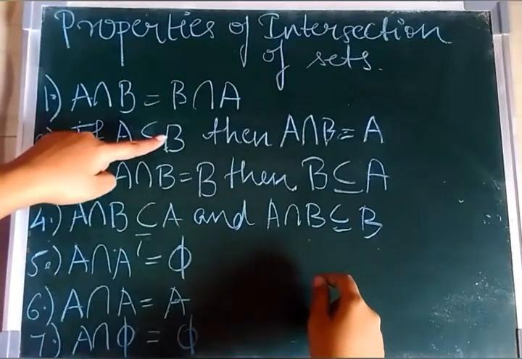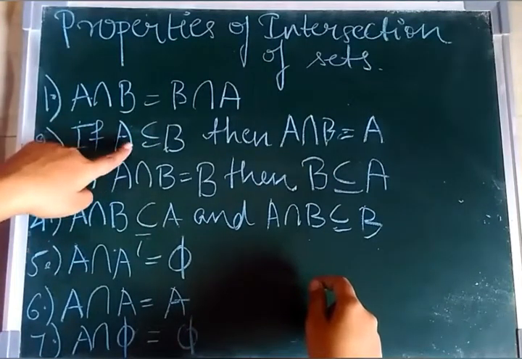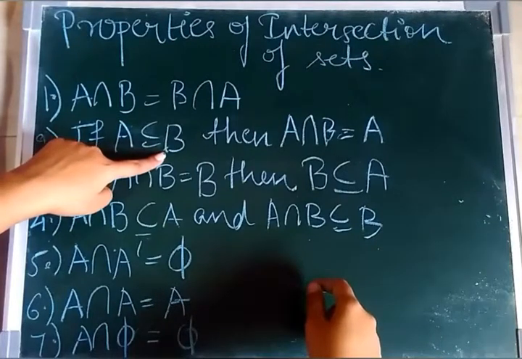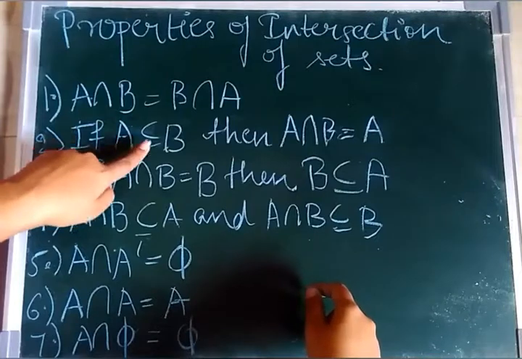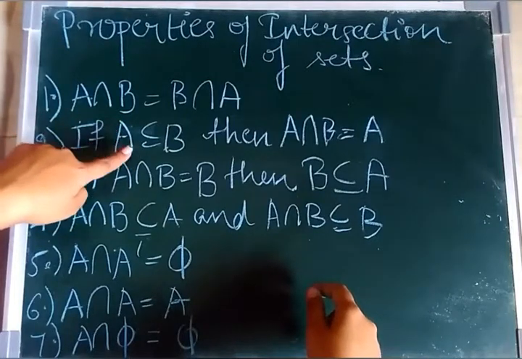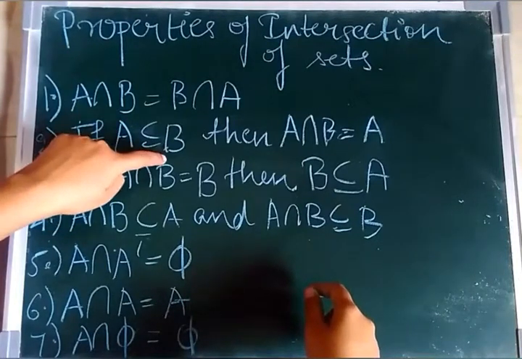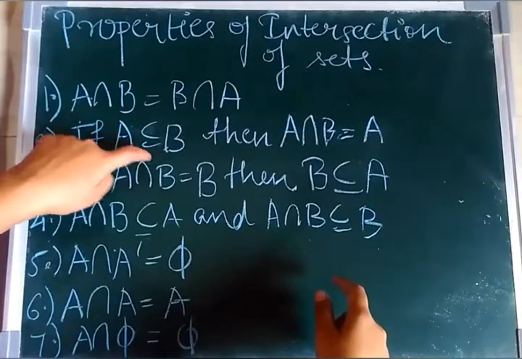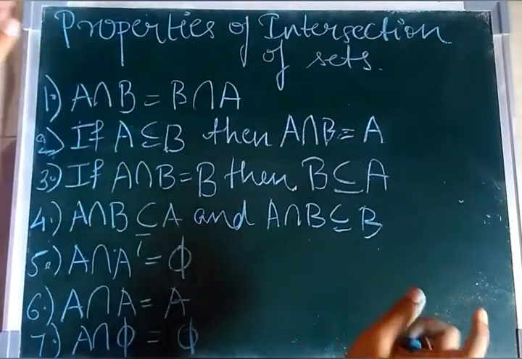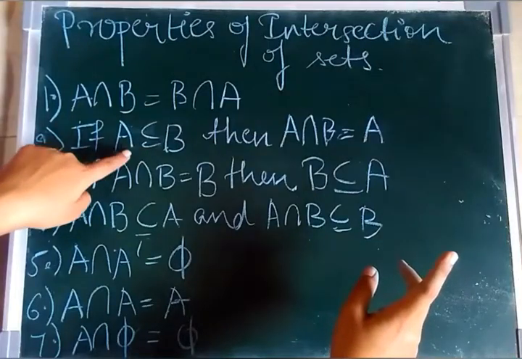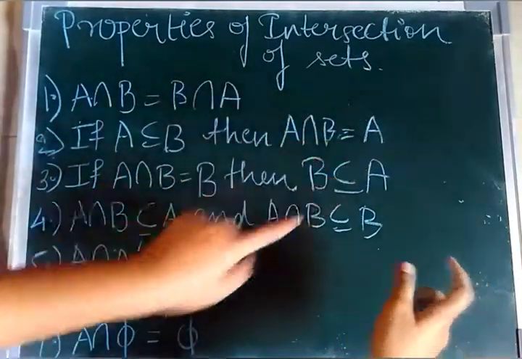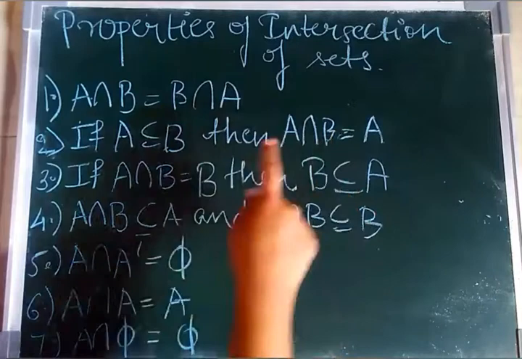Next is, if A is a subset of B, then what will be the intersection of A and B? A is a subset of B means, by the definition of subset, every element in A will be in B. So which will be the common elements in A and B? Obviously all the elements in A are common to A as well as B, since A is a small part of B. So common elements from both will be the whole set A. So A intersection B is the same as A.